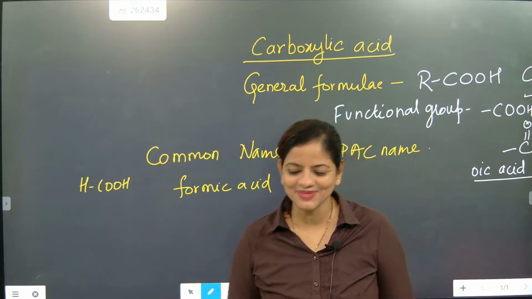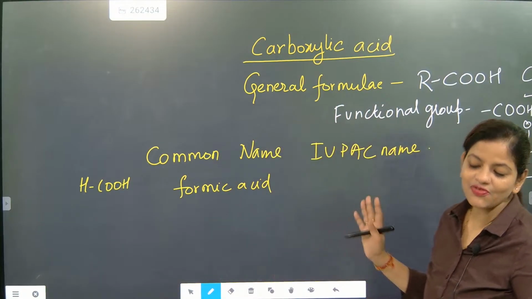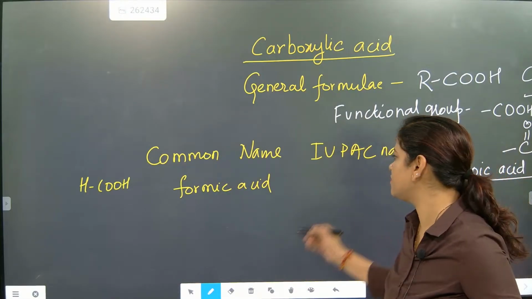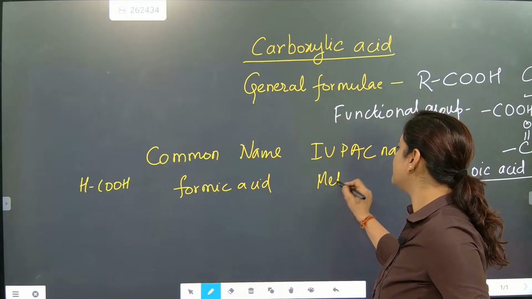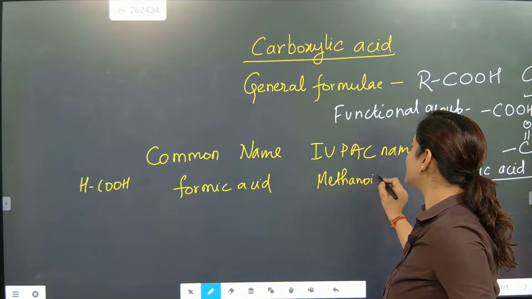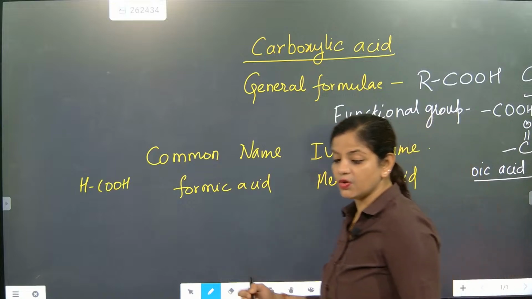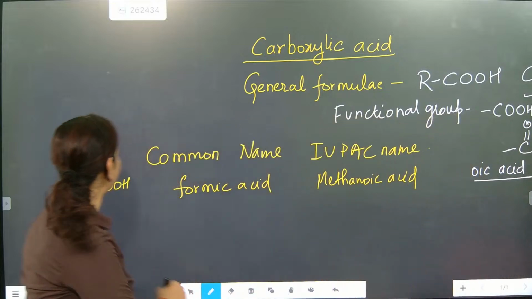So now look here. That is formic acid. Formic acid will be there. It is exactly what? Methanoic acid. What will it be, beta? It is methanoic acid. Understood. Second one is CH3COOH. Okay, methanoic acid. Absolutely correct.